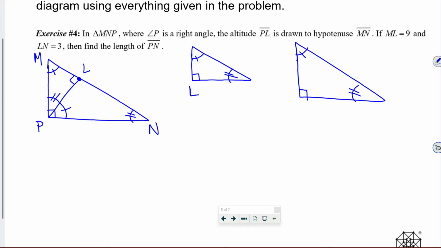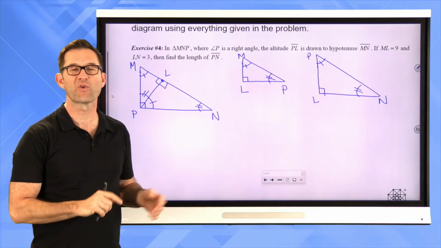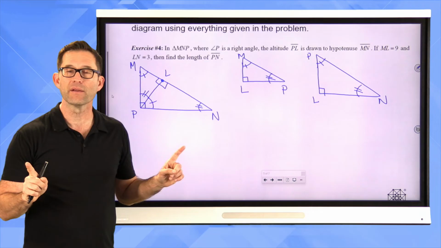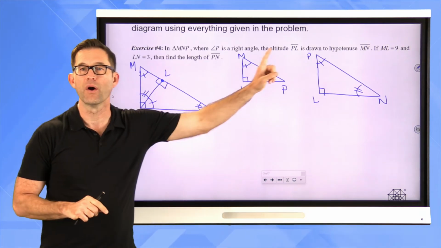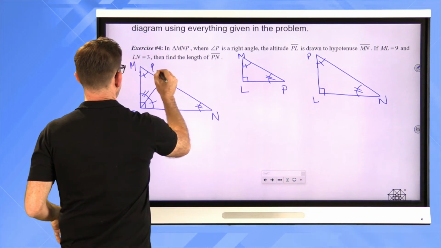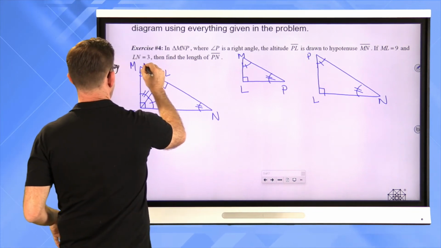What does my small one look like? It's got an L there, an M there, and a P there. My medium one has got my L here, my P here, and my N here. And now I've got all three triangles. They're not drawn beautifully, but they are drawn in the same orientation. So now let's start labeling lengths. We know that ML is equal to 9. On the big triangle, that's just this length.